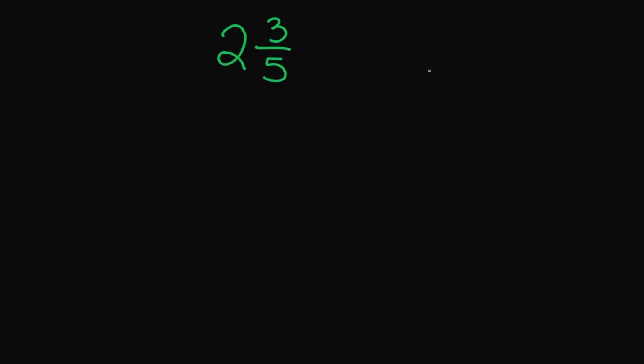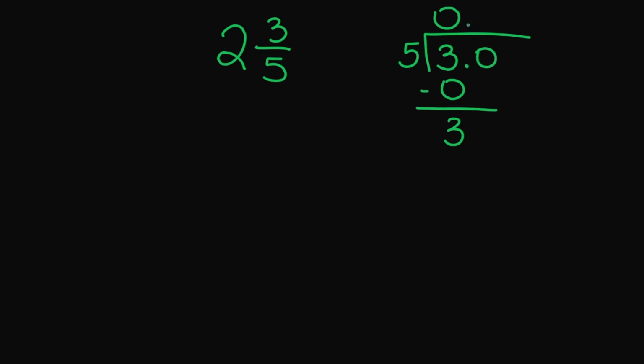So let's try 2 and 3/5. So we have our 5 on the outside, 3 on the inside. 5 goes into 3 0 times. 5 times 0 is 0. 3 minus 0 is going to equal 3. I'm going to add my decimal and my 0 and then my decimal up here. And I'm also going to bring my 0 down. So 5 goes into 30 now. How many times? It goes in 6 times. 5 times 6 is 30. 30 minus 30 is going to equal 0.